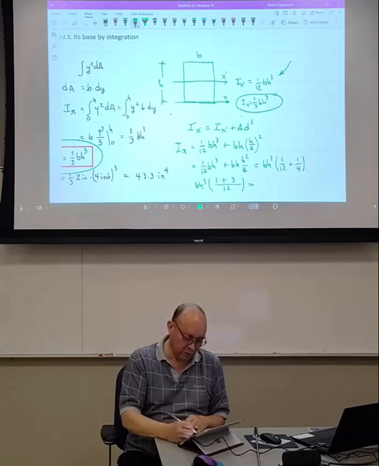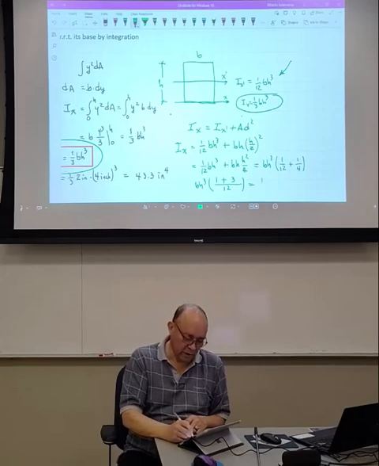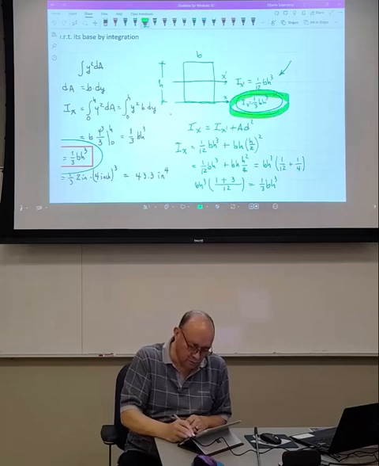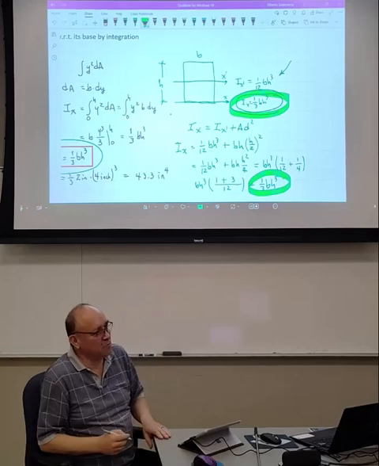So what is 4 over 12? Is it not 1/3? Yes, 1/3 BH cubed. Look, we got it. We found this value. So it's like a little proof that the parallel axis theorem works.